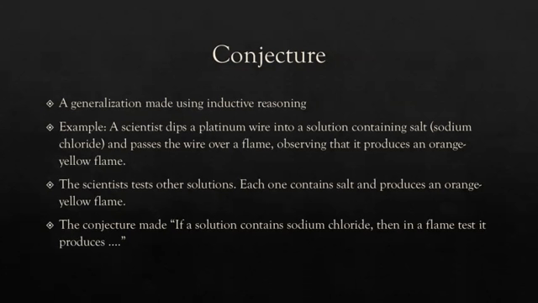For example, a scientist dips a platinum wire into a solution containing salt. That would be sodium chloride. She passes the wire over a flame, observes that it produces an orange-yellow flame. The scientist tests some other solutions. Each of them contains salt and also produces an orange-yellow flame. She doesn't find one counterexample. The conjecture made would be: if a solution contains sodium chloride, then in a flame test, it produces what color? That orange-yellow flame. So sodium chloride will produce an orange-yellow flame. That is the conjecture made after this experiment.